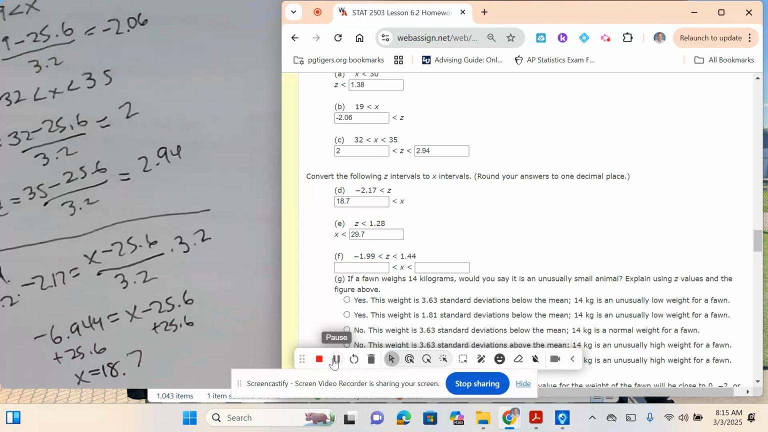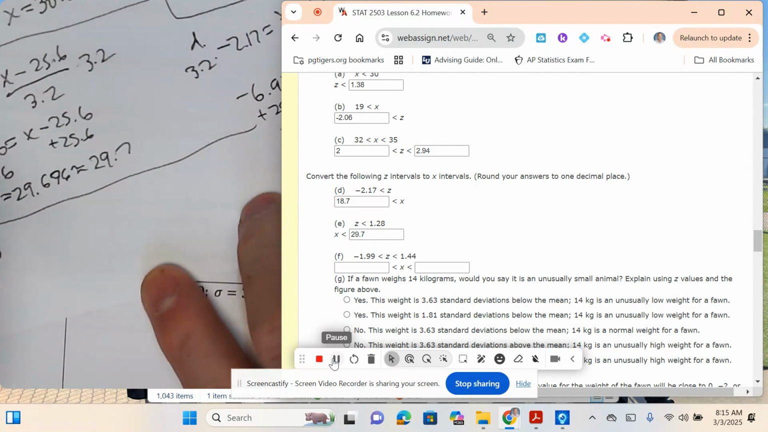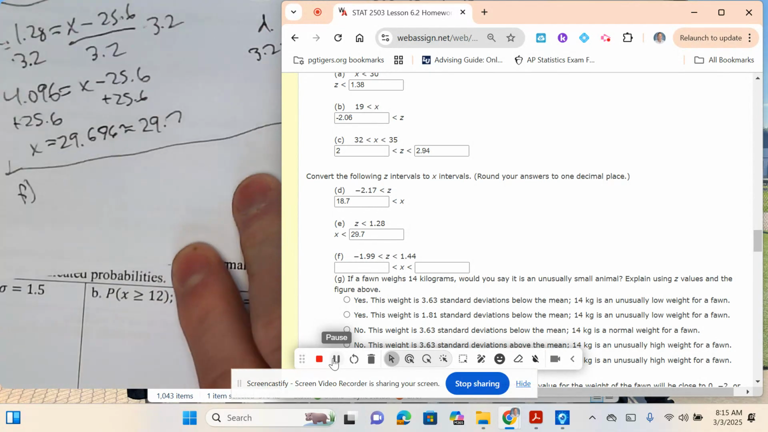Okay, so F, we've got two of them here. This is taking forever. I know. I apologize. But this is good. It's a good problem to look at.